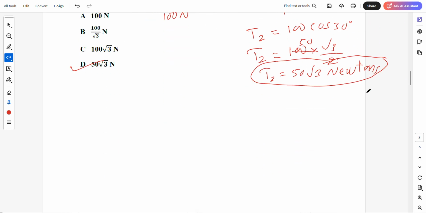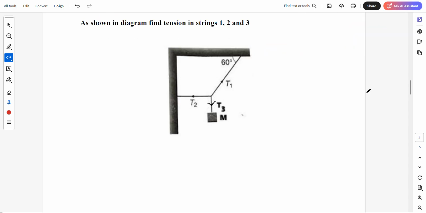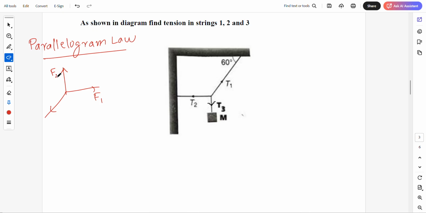Now next is, as shown in diagram, find tension in strings 1, 2 and 3. This is 1, 2, 3. Now here, out of the 3 forces, 2 forces are perpendicular. Now we can use what? Parallelogram law here. Instead of Lami's theorem, we can use parallelogram law. How is it like this? Let us say this is F1, this is F2. These two are perpendicular and this is F3.